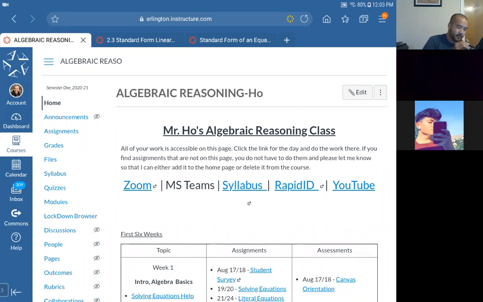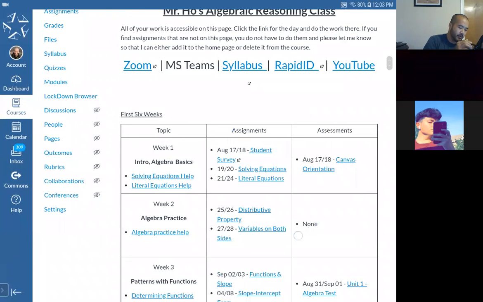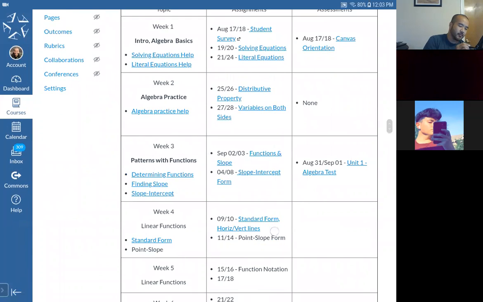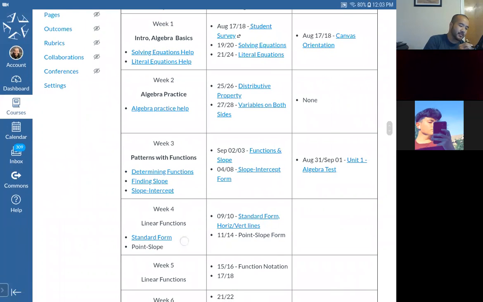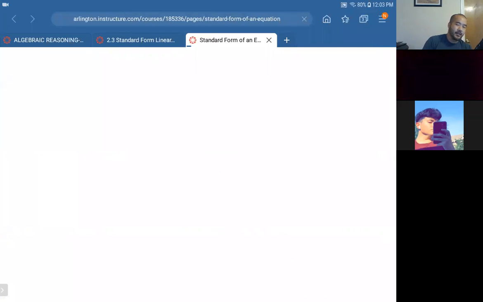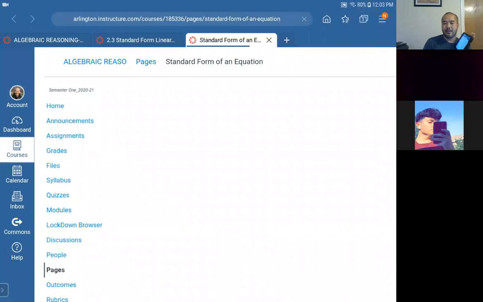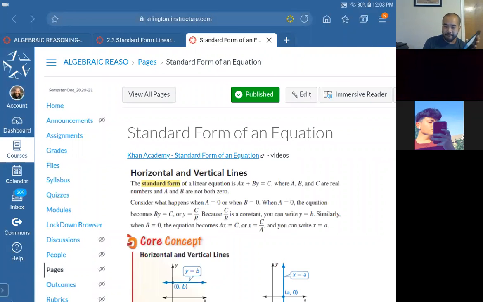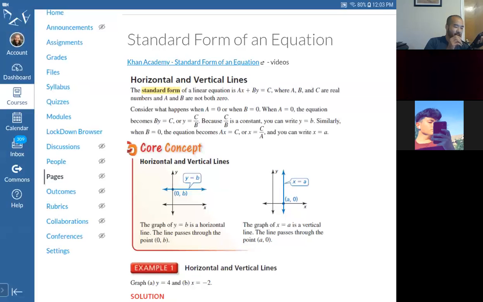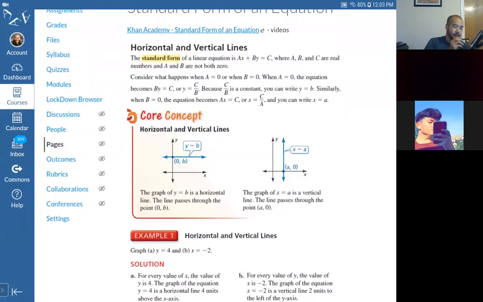So algebraic reasoning, we are on week 4. You have this assignment, standard form with horizontal and vertical lines, and you have some information here. I have both of those tabs open. Here's the notes section. I have a link to Khan Academy at the top, a long series of videos, if you are not interested in watching this video. But here's the basic things we're looking at.